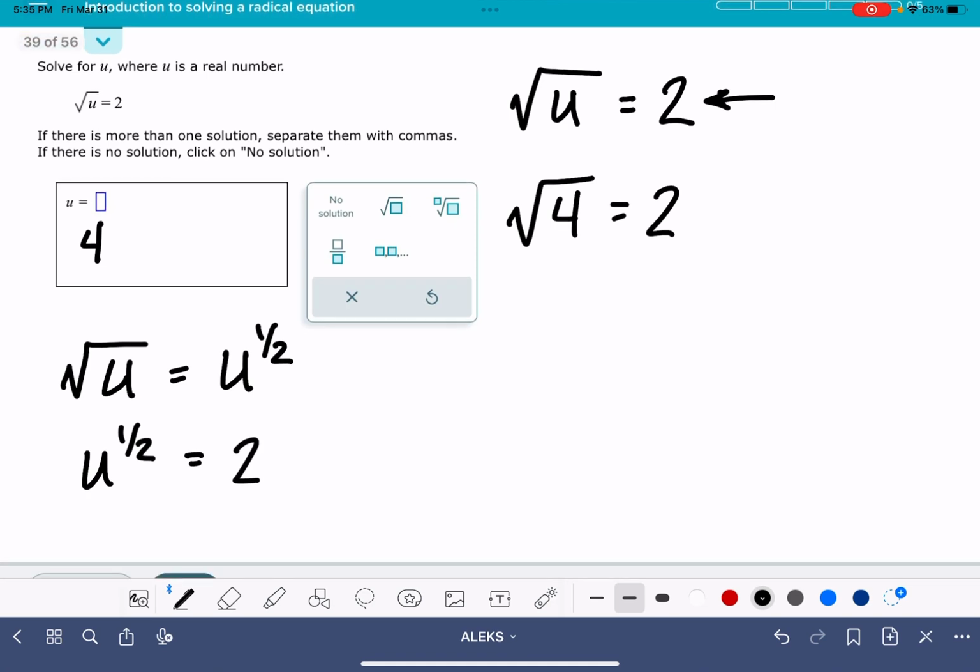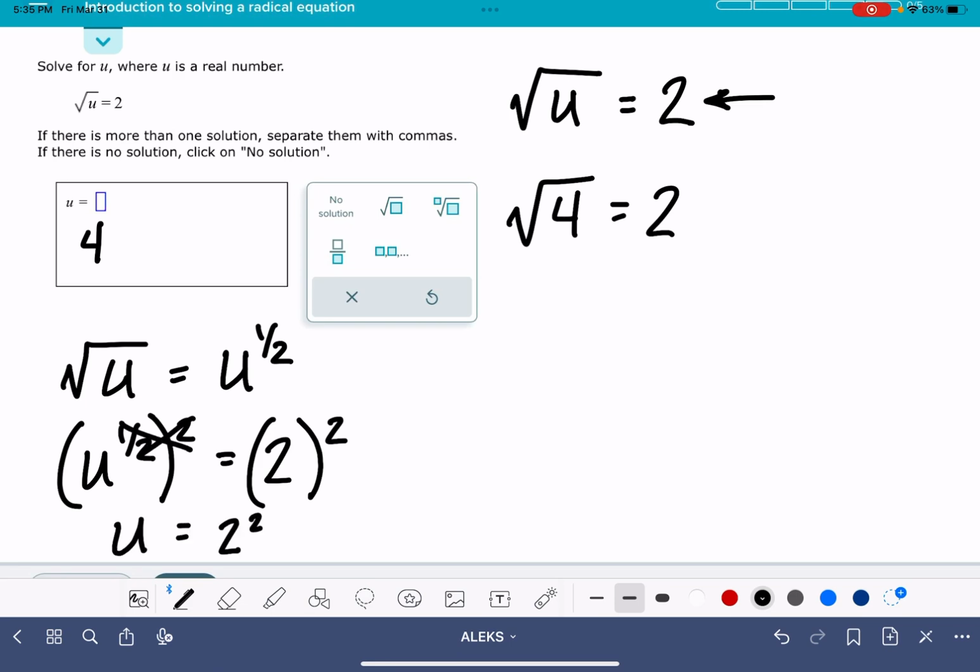Now, if we wanted to solve for u, one of the ways that we could do that is by taking this u to the 1/2 term and squaring it. And as long as we do the same thing to the right-hand side of the equation, we're going to be fine mathematically. U to the 1/2 squared, the 2 cancels out, and this just ends up being u equals 2 squared, which is 4. And again, that's kind of a long way to do it. It's a lot better if you just happen to be really good with your square roots and your squares.